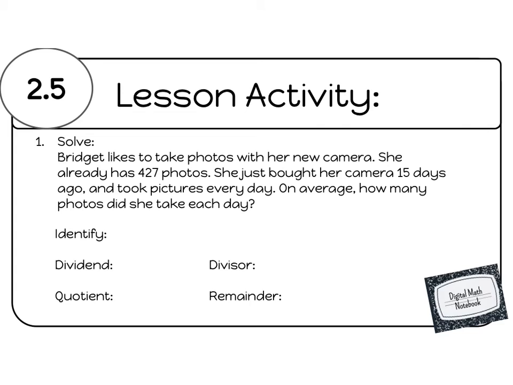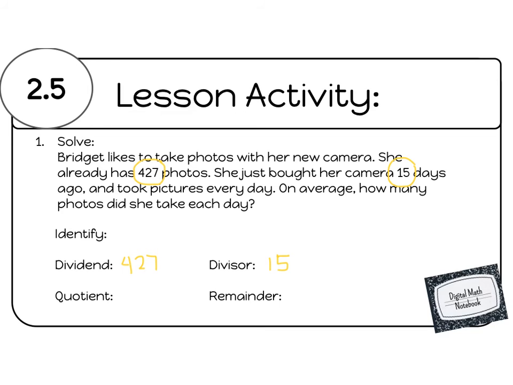All right, guys, it's your turn for the lesson activity. Let's get started together. It says, Bridget likes to take photos with her new camera. She already has 427 photos. She bought the camera 15 days ago and took pictures every day. How many pictures did she take each day? So before we divide, we can identify the big number, the total that she's going to split up, is 427. The divisor is 15, and that's all we can do before we divide.